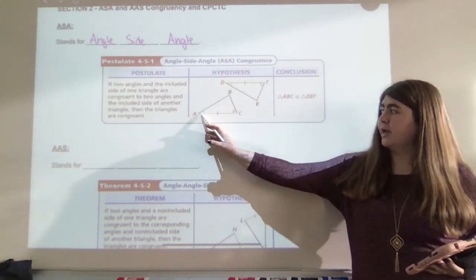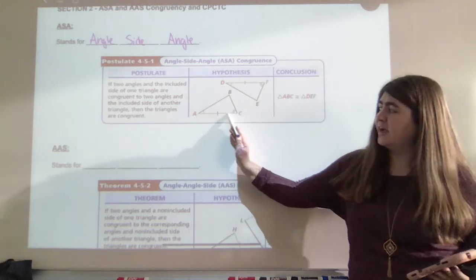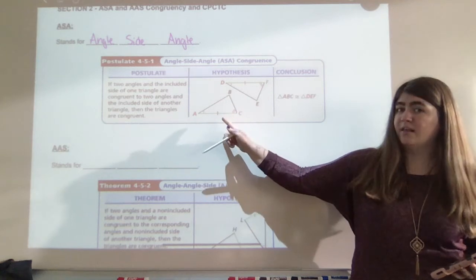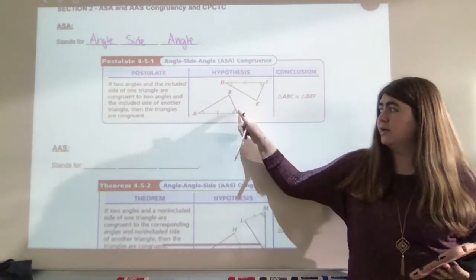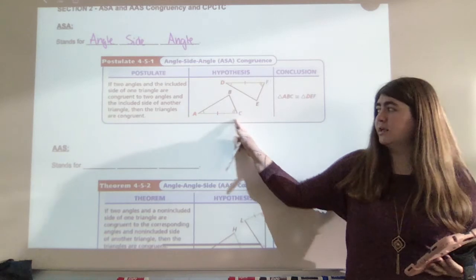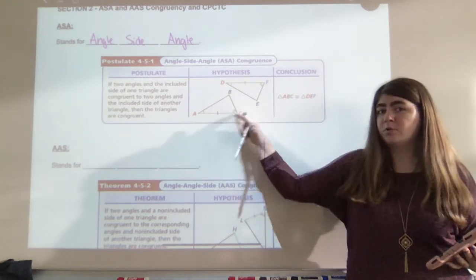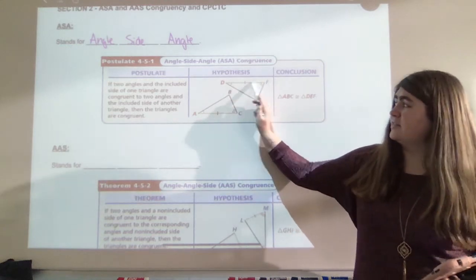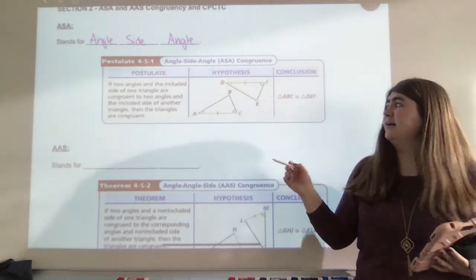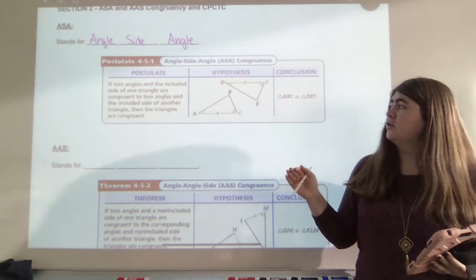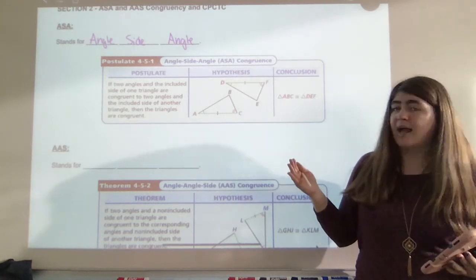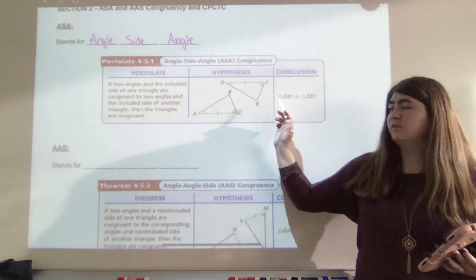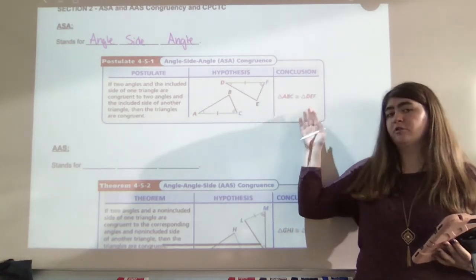So I have angle A and angle C, and then there's a side connecting the two angles, side AC. That's what I mean when I say included side. So you have two angles and their included side shared between the two angles. So I have angle D and angle F, and this included side, DF. And those are the angles and side that we're trying to highlight. So angle, side, angle. That way we can show we have two congruent triangles.